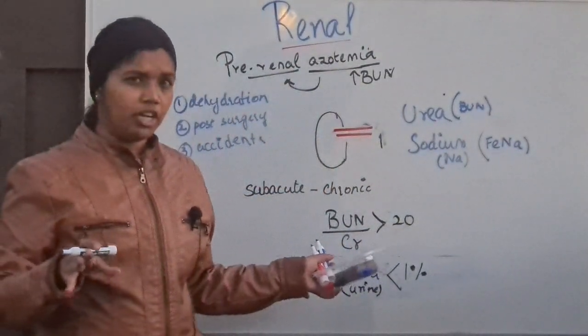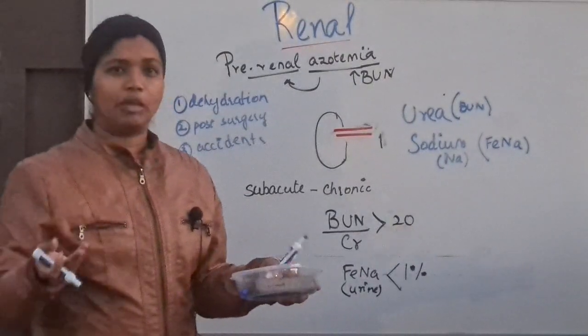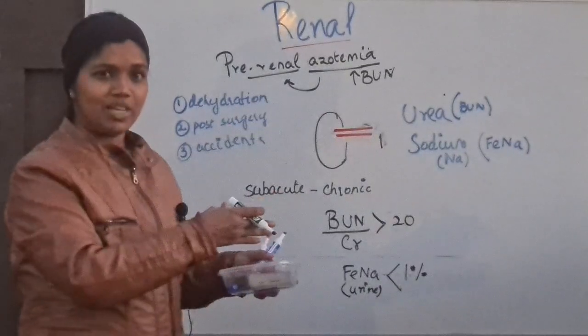Pre-renal azotemia can be treated easily by giving adequate fluids. The kidneys are capable of reverting back to normal by correcting the blood urea nitrogen as well as the FeNa.